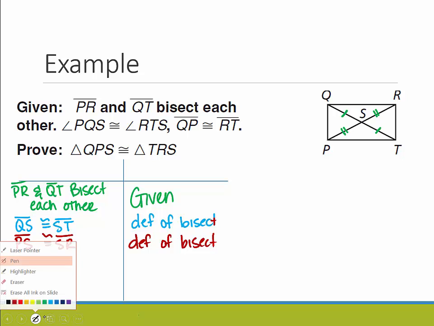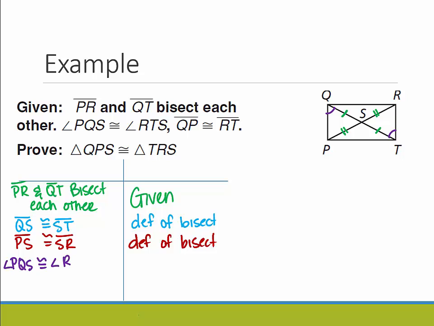Now, let's use our other givens. The next thing it tells us is that PQS, so this right here, is congruent to RTS, so this right here. We can't really say anything more from that, so we'll move on to the next given. QP, so this, is congruent to RT, so that. So we know QP is congruent to RT, given.